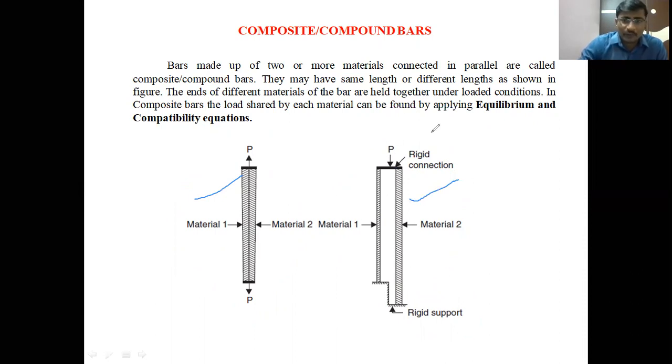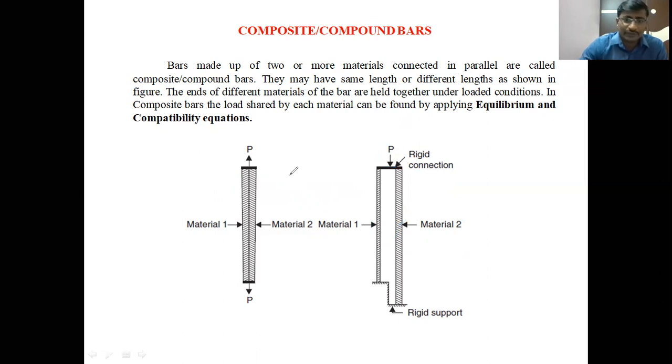In this type of problem, we apply a compressive load P. By applying the compressive load P on the rigid connection, these materials share the load based on their strengths. The P is not equally shared by the materials. How much load is shared by material 1 and how much by material 2 out of the applied load P? Here, we analyze the problem to calculate the load shared by each member. Clear? These are the composite bars.